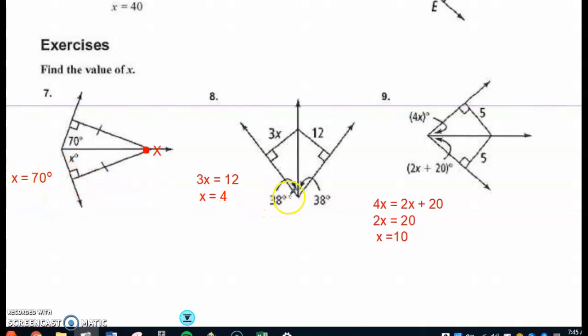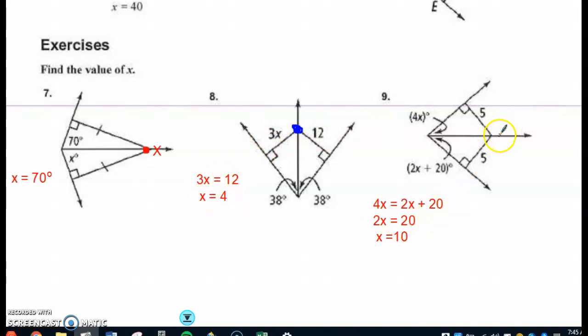Okay, I can see both of these angles are 38 degrees. We do have perpendicular, so this blue point must be equidistant from the sides, which means 3x equals 12. Divide by 3, you get a 4.